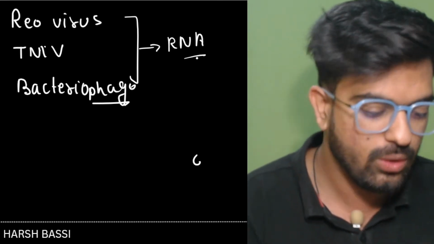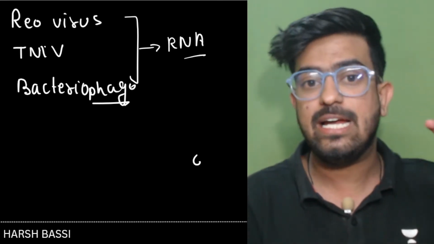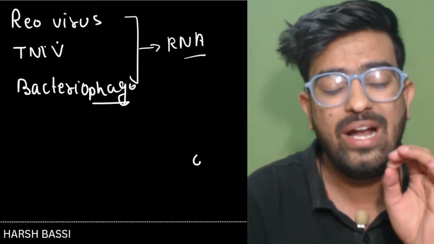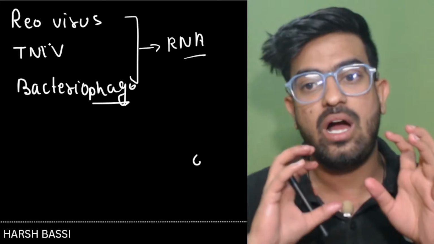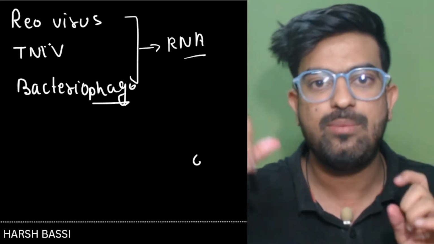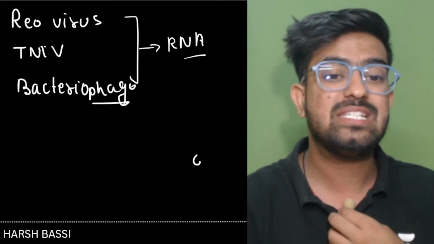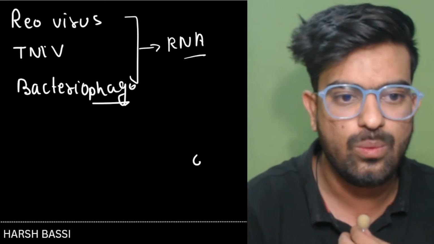Is it clear? Okay. Now basically RNA is of two types. One type acts like a genetic component of the body, and the second type is acting like, one second, what happened?